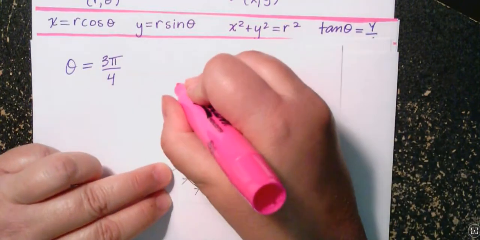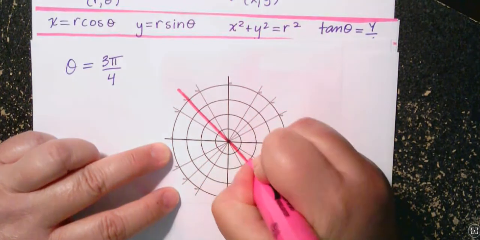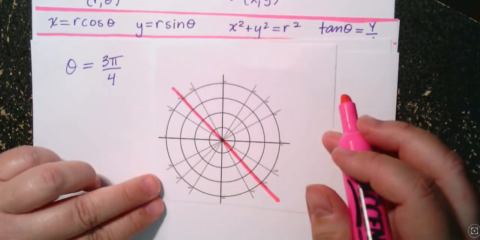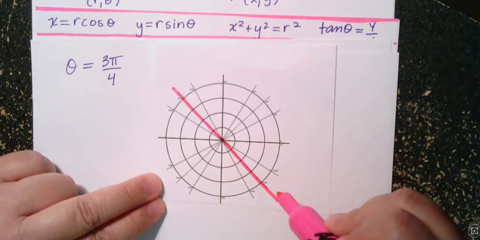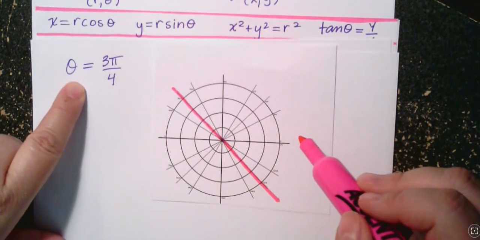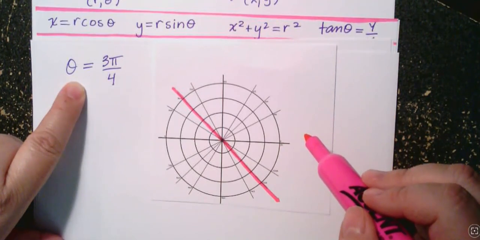3 pi over 4 is right there. But it keeps going. It's a line. It goes through 0, 0, right in the middle, and it keeps going forever. Okay? So that's what theta equals an angle looks like. It's just a line that goes through the origin.